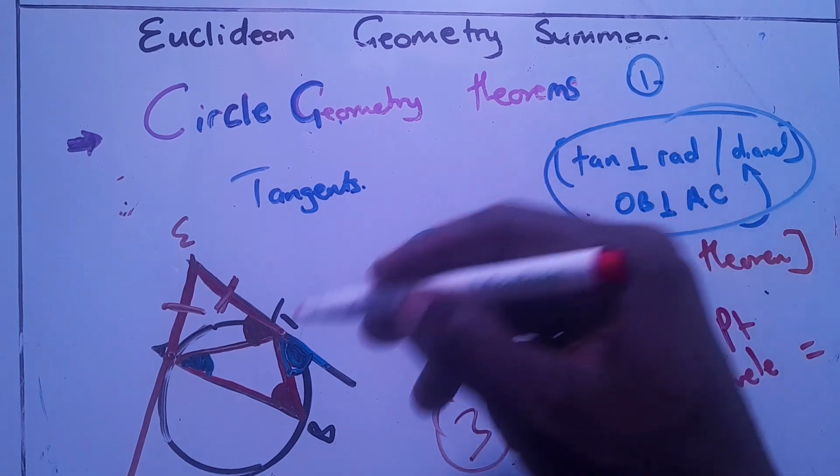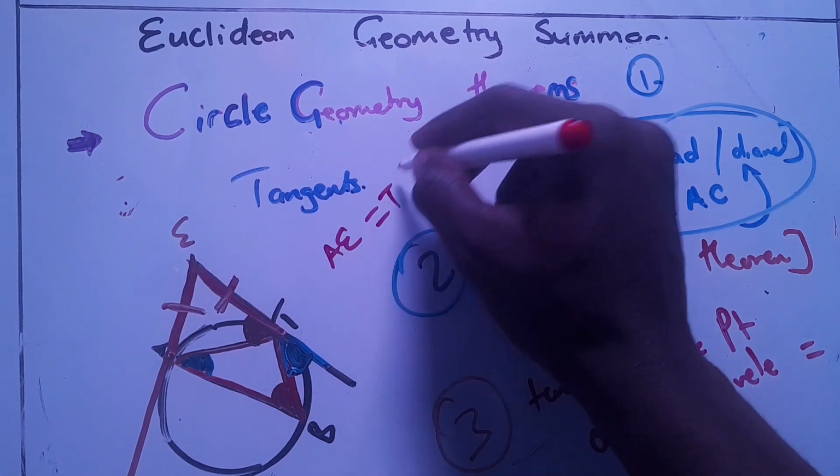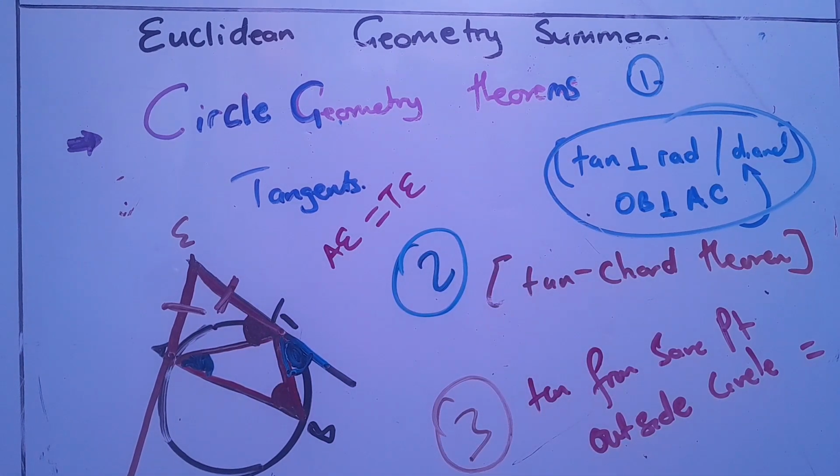So it means that our AE will be equal to our TE, because tangents from the same point outside the circle are always equal, right? So now that you are done with the whole summary of Euclidean geometry up to so far, I'll just give out some questions so that we can try to work on this, right? So we just take it a step at a time, no rush.